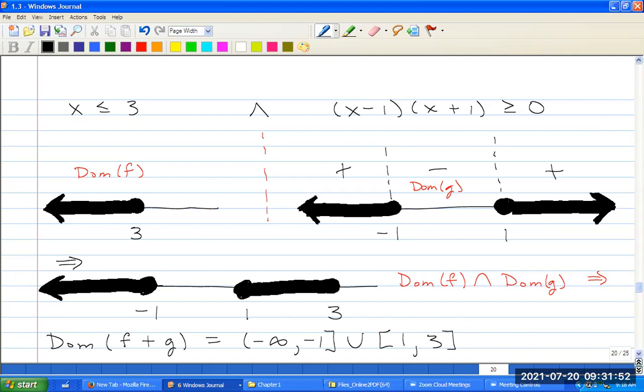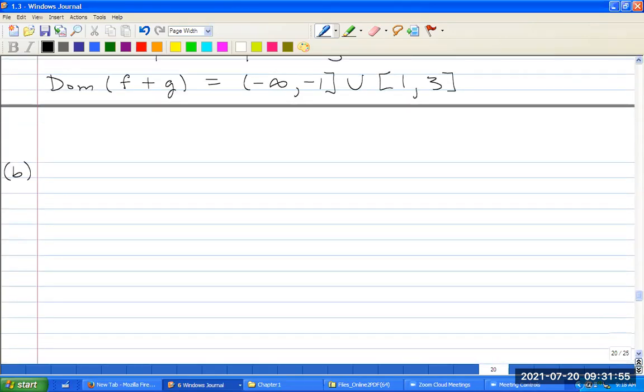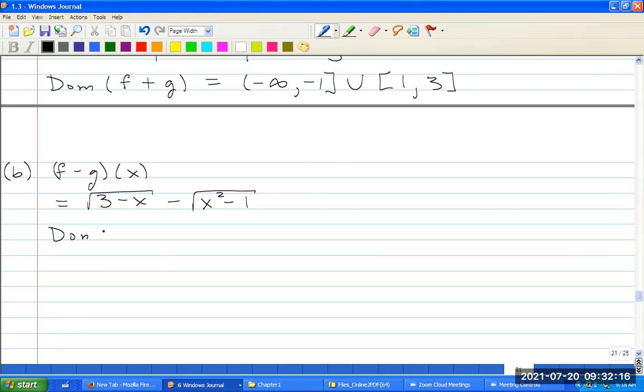Okay, so let me do part B. f minus g. Well, f minus g is just, f is the square root of 3 minus x, g is the square root of x squared minus 1. And so that's f minus g. And what's the domain? Well, the domain of f minus g is the same as the domain of f plus g. And so it's just negative infinity to negative 1, union 1 to 3.